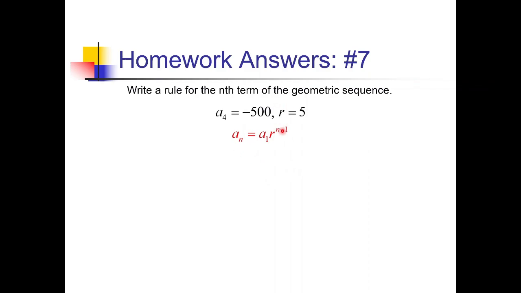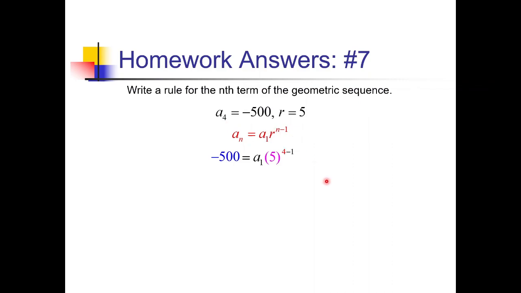We've already got the r. We need the A1. So I'm going to plug in all the information they've given me to solve for A1. Then I'll plug that back in, and that'll give me my final formula. So for the a sub n, I'm going to use the value of a sub 4, which is this negative 500. A1 we don't know yet. R is 5. And then n is just the index of the term I used for a sub n. So that's just the 4.